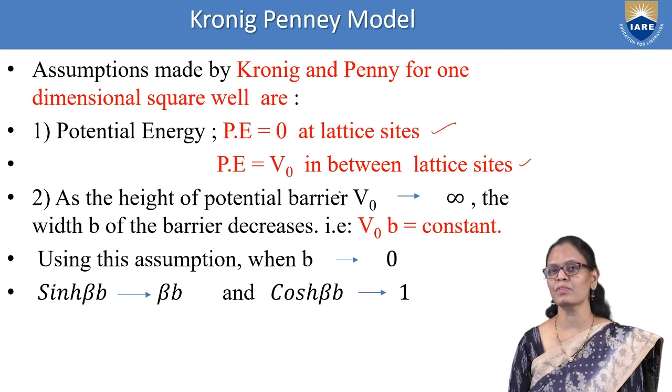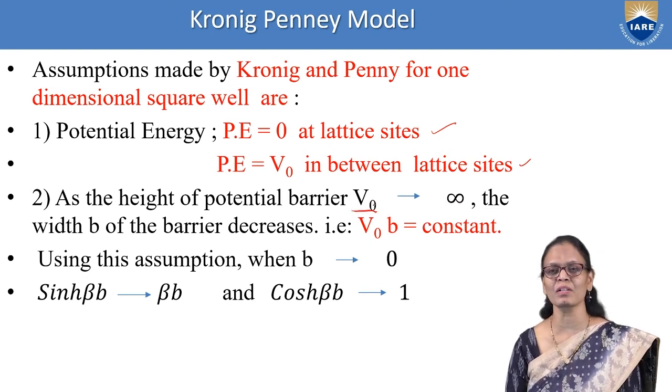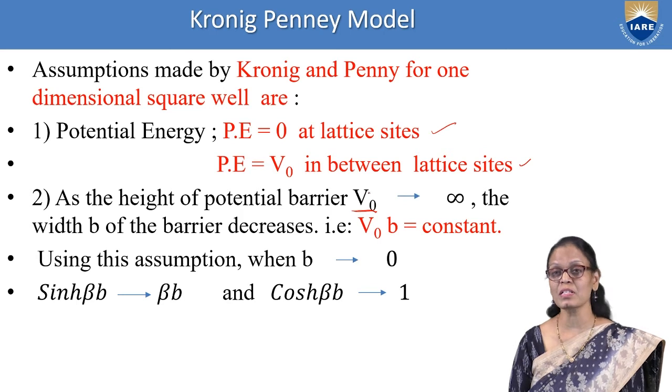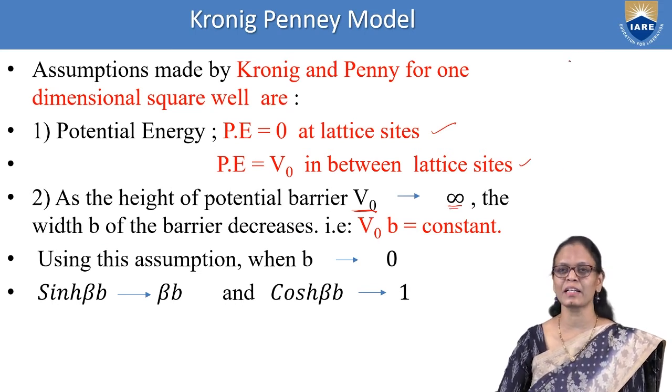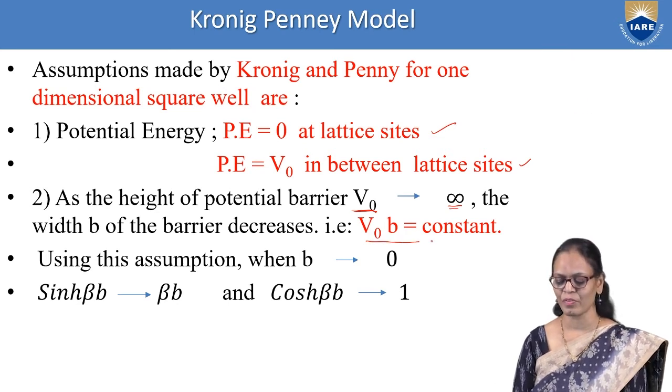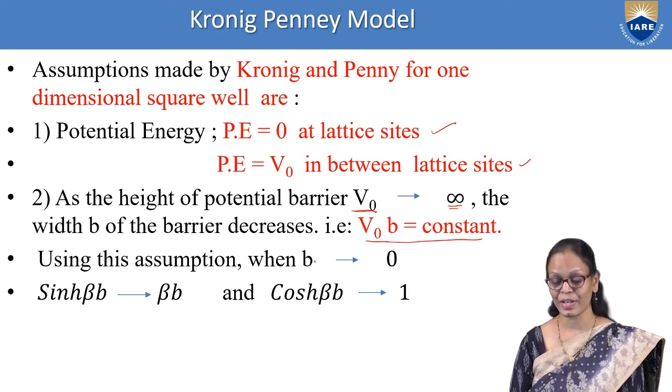Now, as the height of the barrier V naught becomes infinity, because we said the barrier height is V naught, which is maximum, and if this value of V naught keeps on increasing and becomes infinite, the width of the barrier decreases. As the height increases, the width of the barrier decreases, because V naught into b is a constant. So using this assumption, whenever b tends to 0, we are considering the potential height to be infinite.